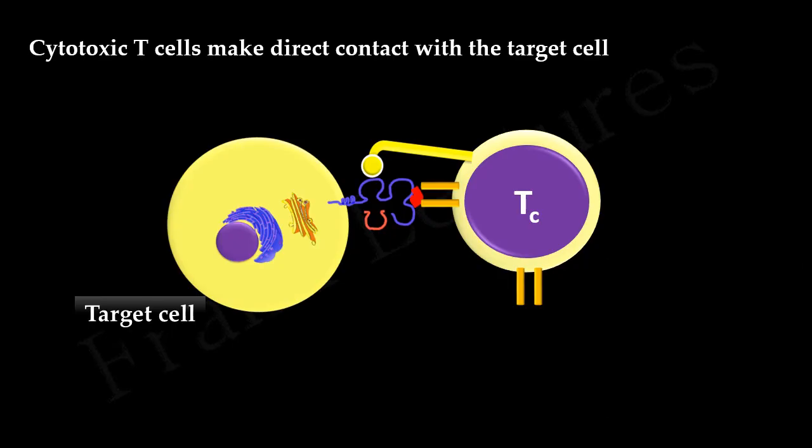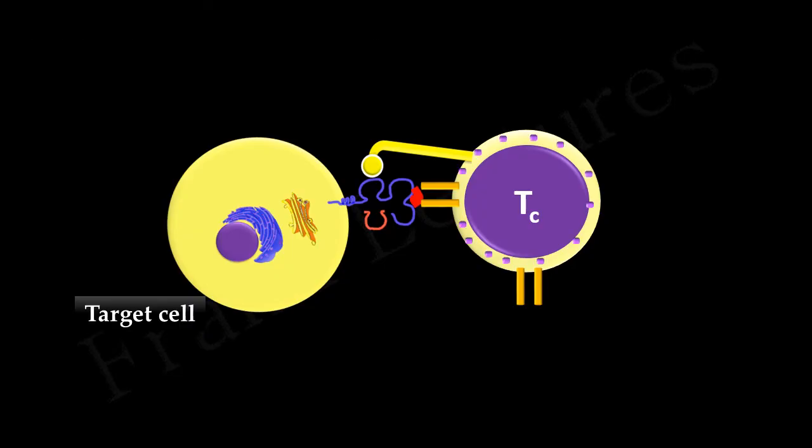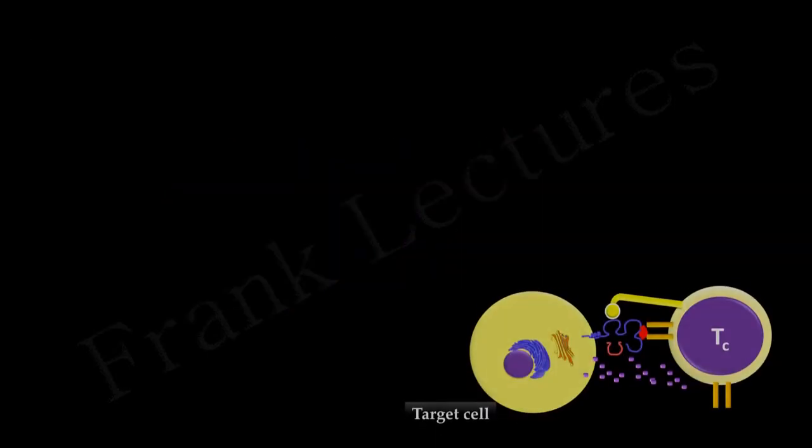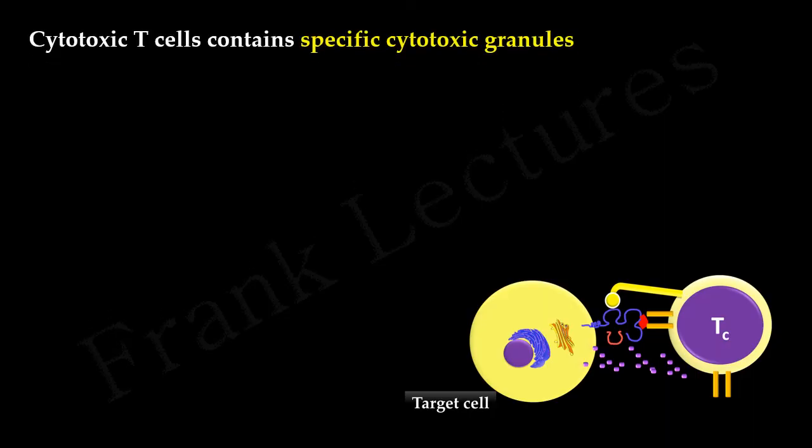Once a contact has been established with the target cell, cytotoxic T cells now undergo degranulation. In other words, the granules of the cytotoxic T cells migrate to the site of contact, and granule content is released. Cytotoxic T cells contain specific cytotoxic granules which contain preformed cytotoxic effector proteins such as perforin, granzymes, and granulysin. These proteins are synthesized and loaded into the granules as soon as the naive CD8 positive T cell encounters its specific antigen.